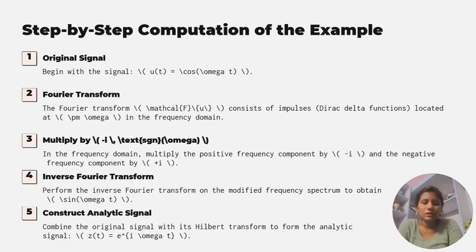Inverse Fourier transform: perform the inverse Fourier transform of the modified frequency spectrum to obtain sin omega t. Construct the analytic signal: combine the original signal with its Hilbert transform to form the analytic signal z of t equal to e to the power i omega t.